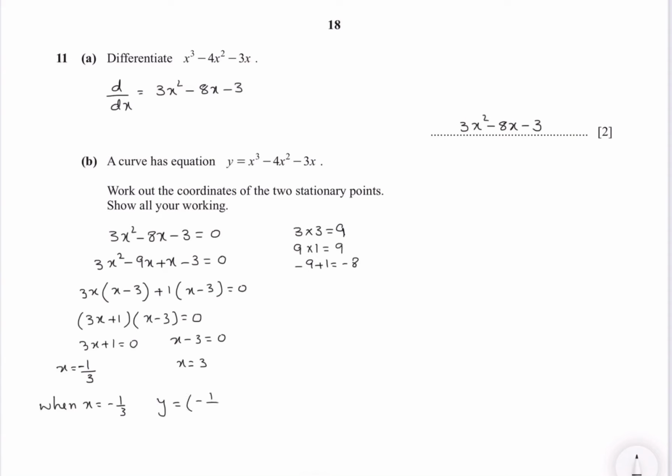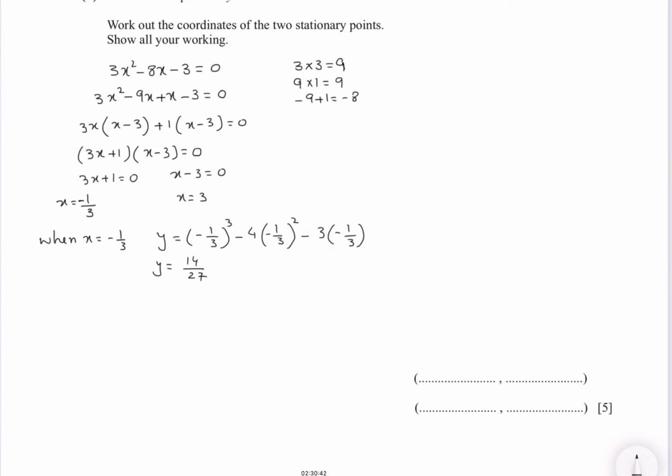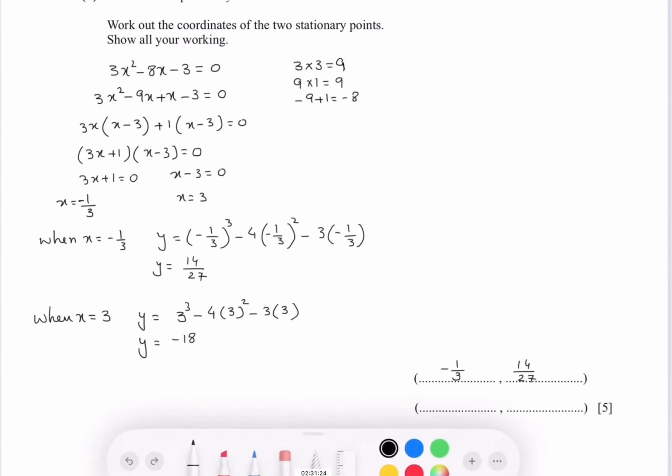So when x is equal to minus 1 over 3, your y is, you have to put it in the main equation, 14 over 27. So write it in the answer space. When your x is equal to 3, your y is minus 18.